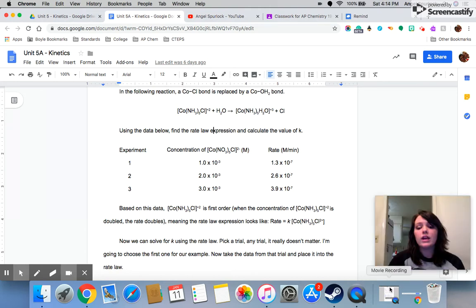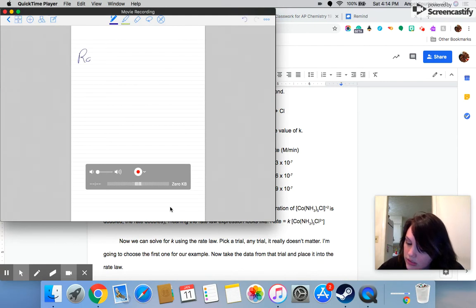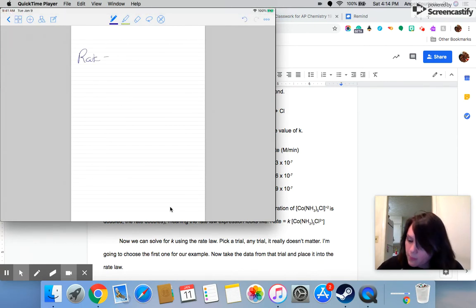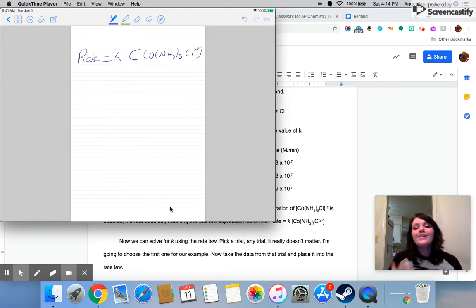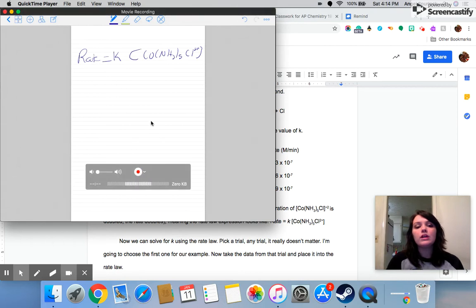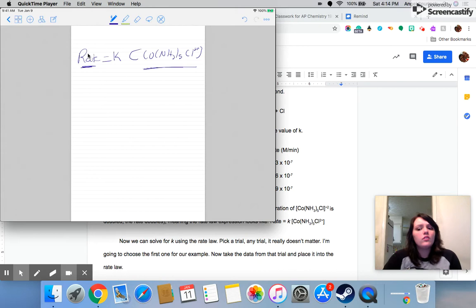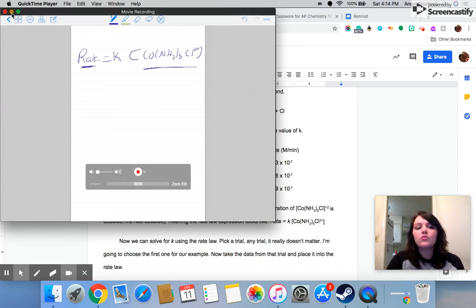The rate law for this reaction is going to be just this. So rate is equal to k times the concentration of Co(NH3)5Cl2+ to the first, because it's first order. So nice, simple, and easy. Now we can solve for k. And the way that we're going to do that is we're just going to use this rate law in any trial that we want to, because we have the rate of each trial and we have the concentration of each trial. They've given us that. So let's use that information to solve for k.